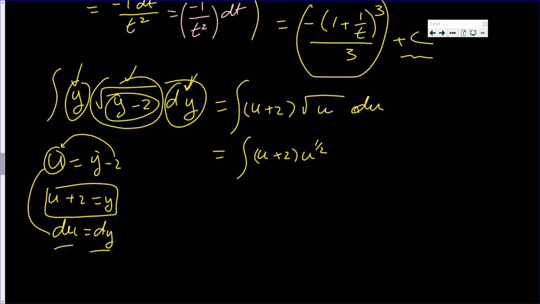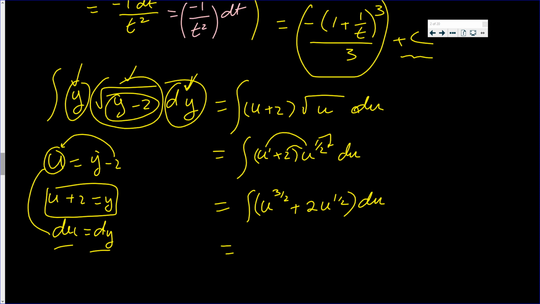So when you distribute, well, you're adding 1. We know, we're experts in adding 1. Just add 1 and 2, you get 3 over 2. Don't divide by 3 over 2 because we're not integrating yet. We're just multiplying out. Plus 2u to the half, all times du.